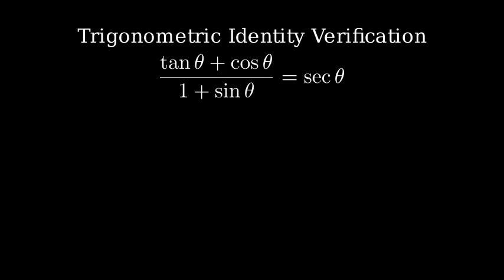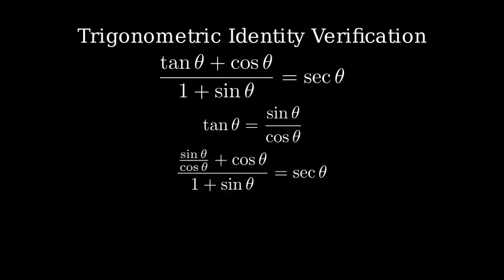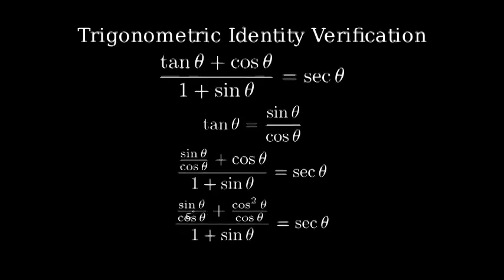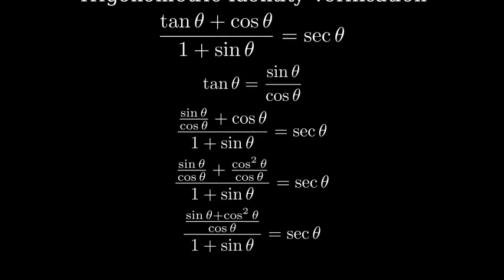First, let's recall that tangent equals sine over cosine, so we can rewrite the left side of our equation as sine over cosine plus cosine, all over 1 plus sine. Next, let's get a common denominator in the numerator by multiplying the second term by cosine over cosine. This gives us sine plus cosine squared, all over cosine divided by 1 plus sine.